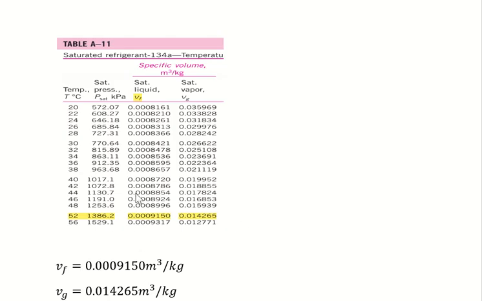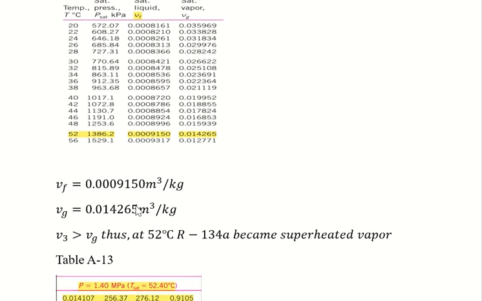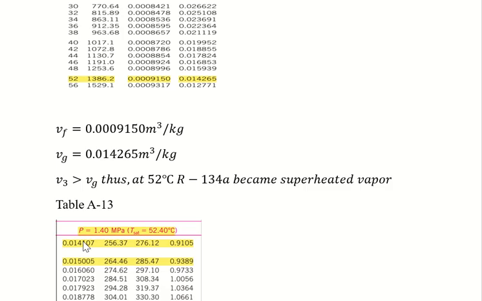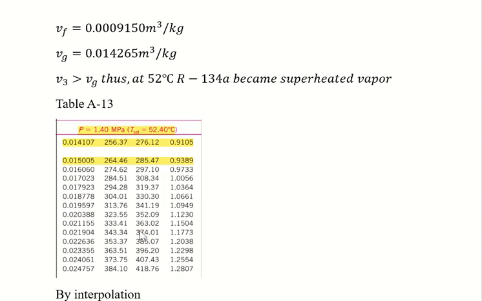So you want to copy it out, and you compare with the value of V3, and we find out that V3 is greater than Vg. Thus, at 52 degrees Celsius, R134a became superheated vapor. Why is that so? Because from the knowledge we have, we know that once this is true, it means we are dealing with something that is in vapor phase, okay? It has no component of the liquid. So from that table, you can get the answers.